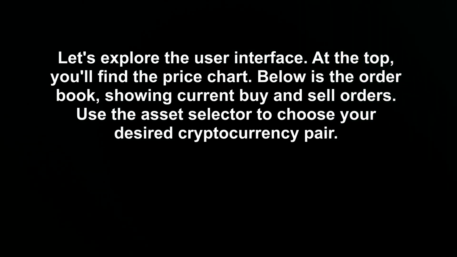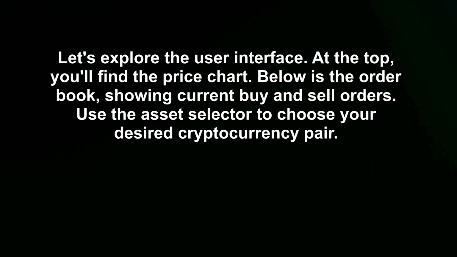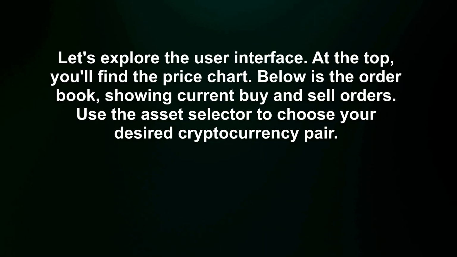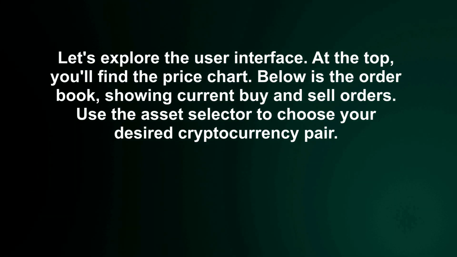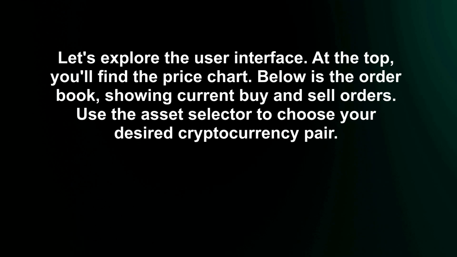Let's explore the user interface. At the top, you'll find the price chart. Below is the order book, showing current buy and sell orders. Use the asset selector to choose your desired cryptocurrency pair.